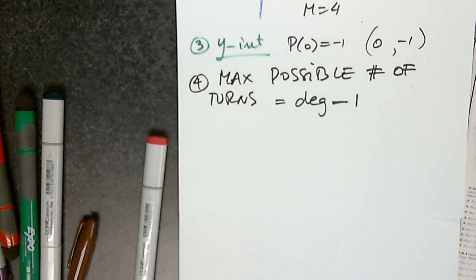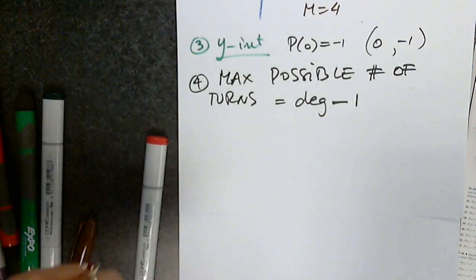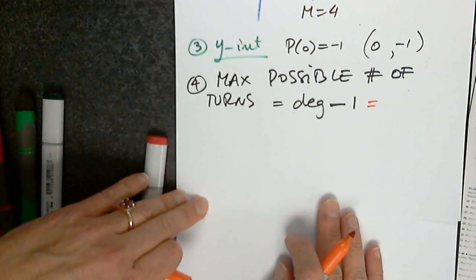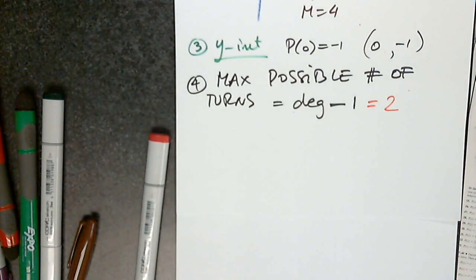The function doesn't have to turn that many times, but it cannot turn more than that. So what is the degree of this function? And in our case, how many turns can this function have at the most? 2 turns. What about x cubed? How many turns can x cubed have? The degree minus 1, which is 2. How many turns does it have? None.